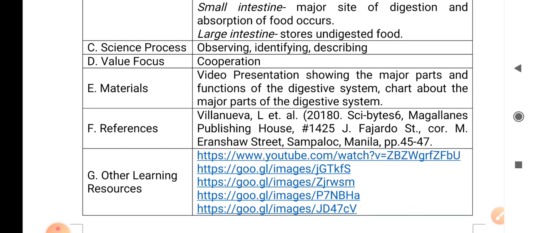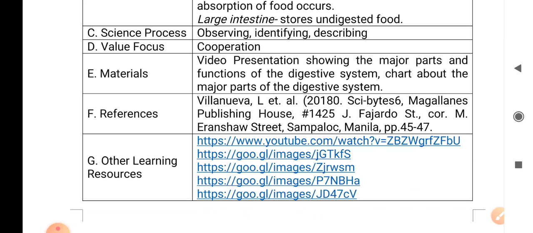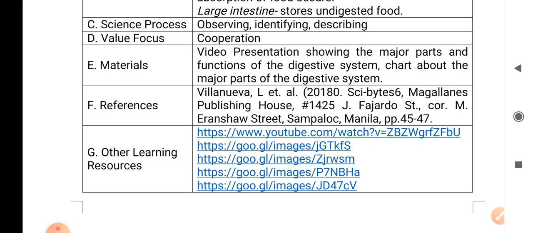So, yes, I already mentioned these processes. Just go back to the teaching approaches. I mentioned this one. And of course, the value focus. So, it depends upon you or kung ano yung value na makukuha nila out from your topic. But here, in the case of this one, it is the cooperation. And of course, materials. So, ano yung mga material mo? So, video presentation showing the major parts and functions of the digestive system. So, please specify. Hindi lang yung lalagyan ninyo dito na Manila paper, chart. So, please specify.